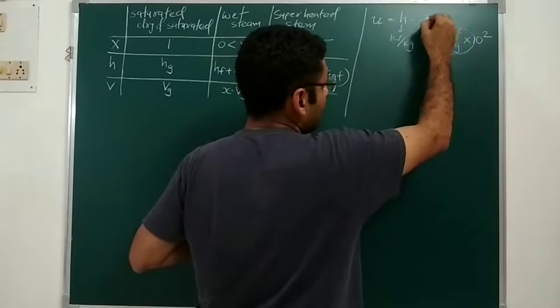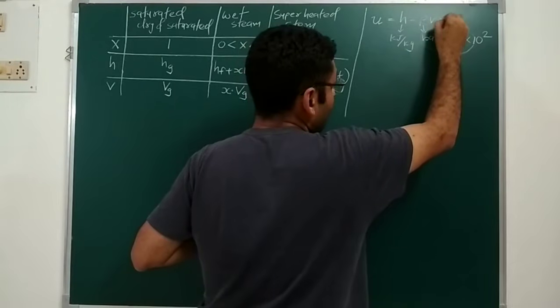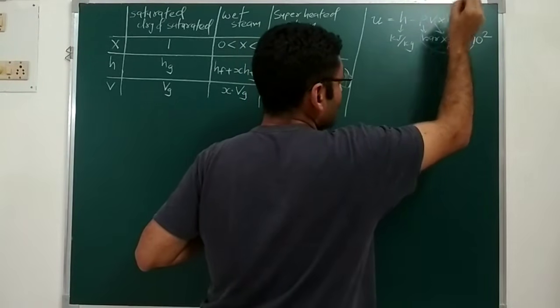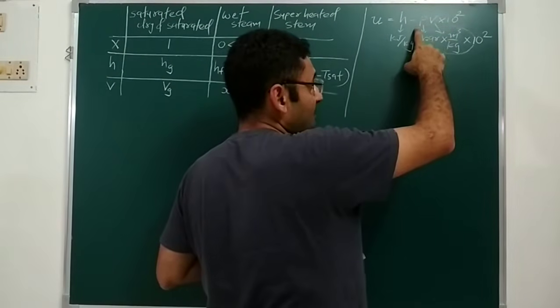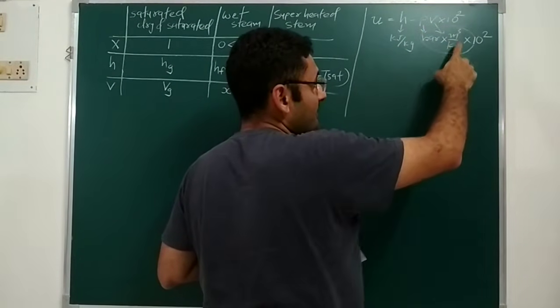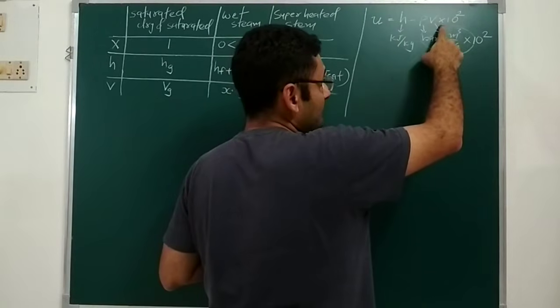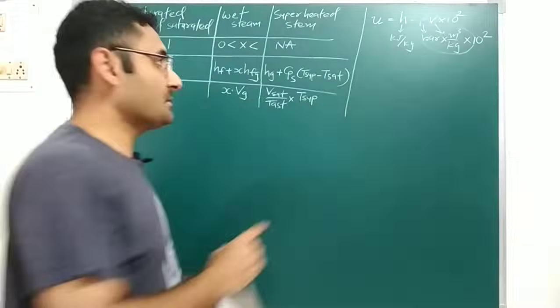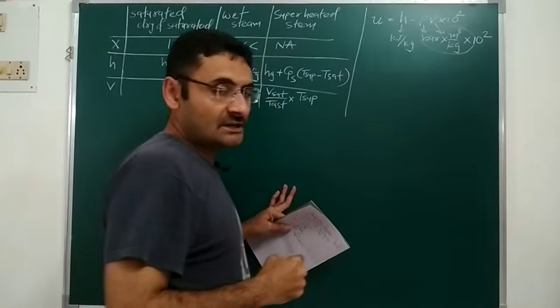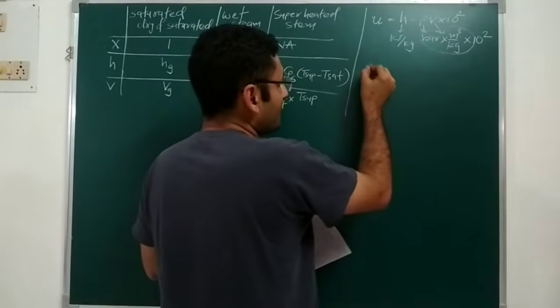So in this equation, P into V you have to multiply with 10 raised to 2 for each and every numerical. But the condition is that pressure must be in bar and volume must be in meter cube per kg. Then PV is multiplied with 10 raised to 2, and only then you will get the answer of internal energy in kilojoule per kg.